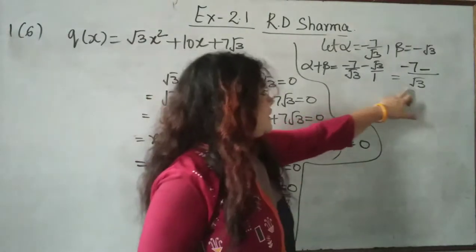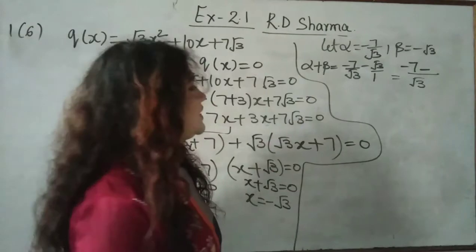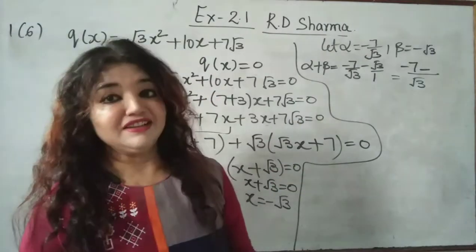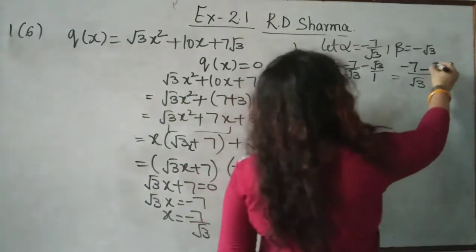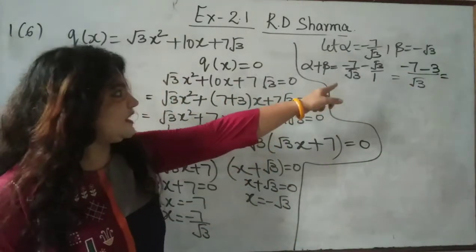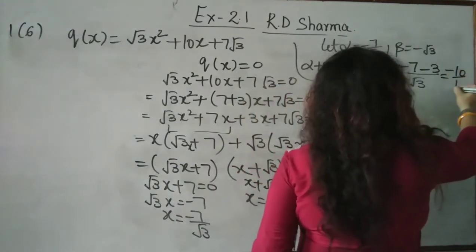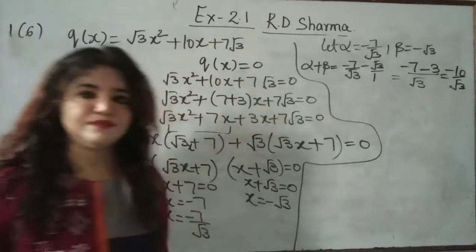Minus 1 को divide करना है root 3 से. You will get root 3. Root 3 को ऊपर लेके जाओगे. So root 3 into root 3, that will be 3. Okay. So यहाँ पर आप लिखते हो 3. So minus 7 minus 3 upon root 3. So this becomes minus 10 upon root 3. That's clear. कोई डाउट तो नहीं?